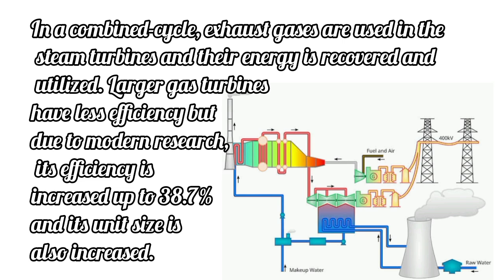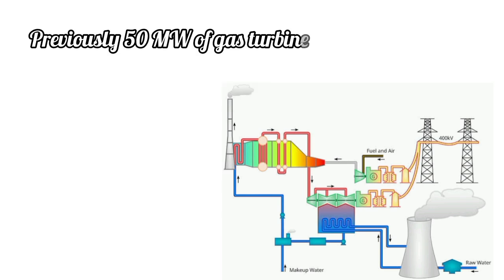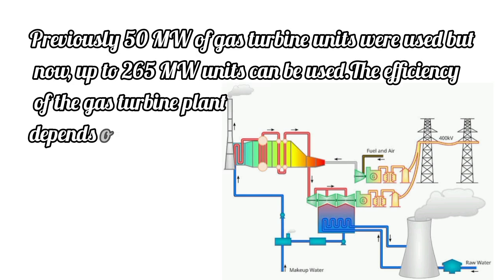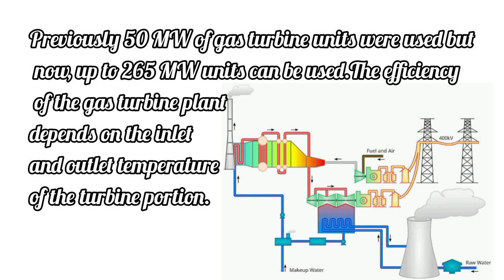Larger gas turbines have less efficiency, but due to modern research, its efficiency is increased up to 38.7% and its unit size is also increased. Previously 50 megawatts of gas turbine units were used, but now up to 265 megawatts units can be used.